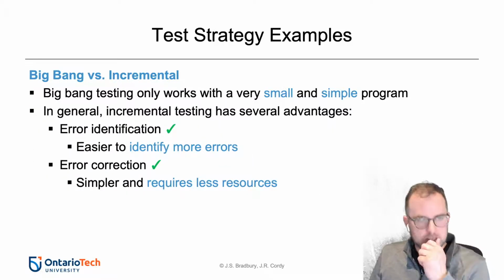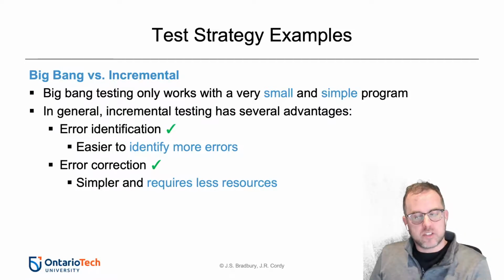The very last thing I should mention is that in general, incremental is used in things like Agile for several reasons, and I already sort of said this: error identification and error correction. It's easier to identify more errors in incremental. If you think about it, it makes sense. I'm testing at multiple levels versus a single level at the end, so I'm probably going to find more errors because I've got multiple types of testing happening. Error correction is also easier in incremental because it's simpler and requires fewer resources. For errors I find in unit testing, if the unit is only 100 lines of code, I only have to look through 100 lines of code to find the bug.